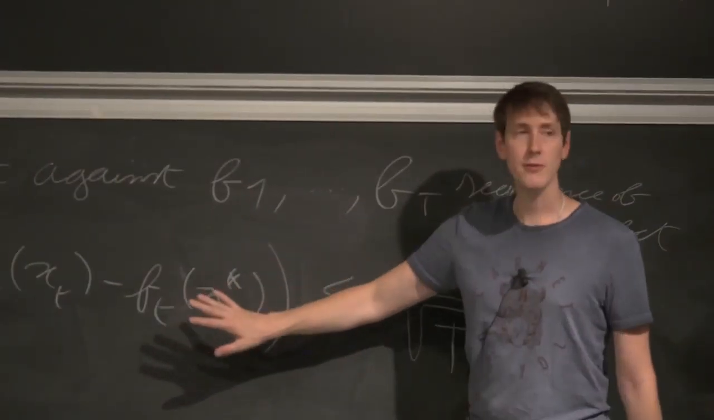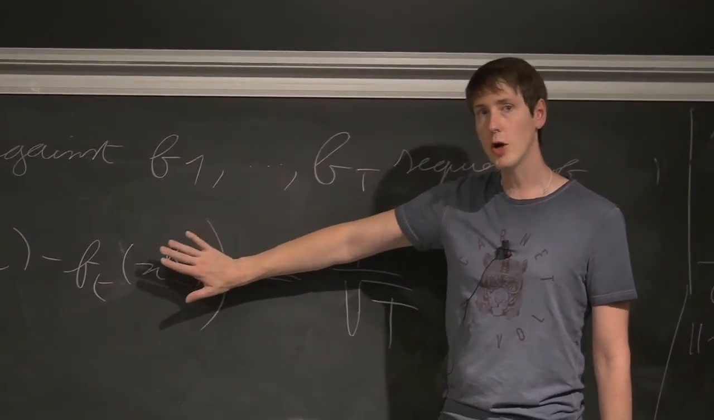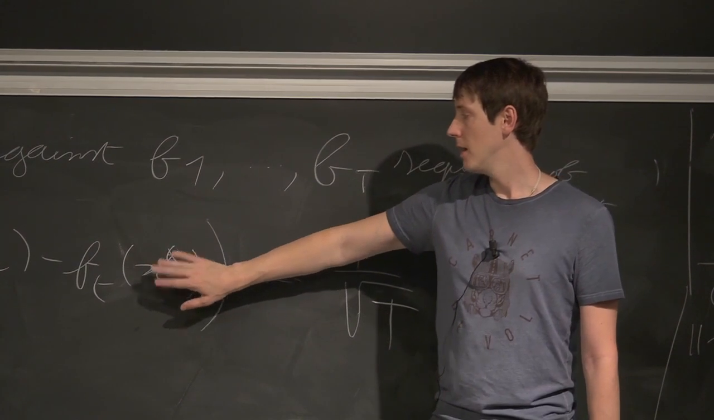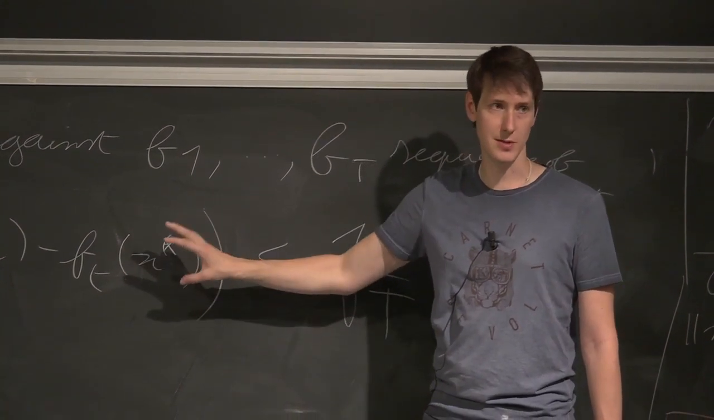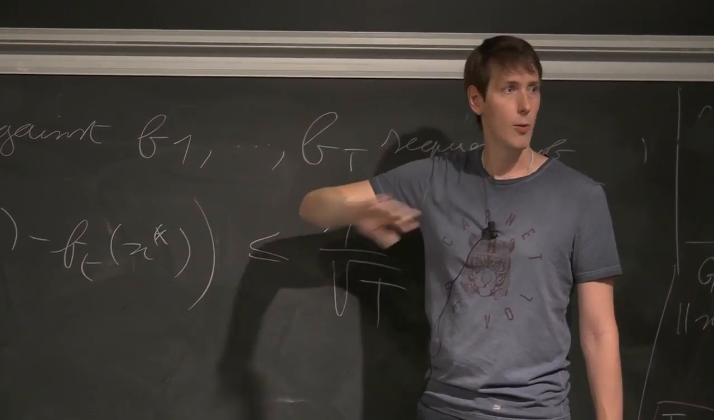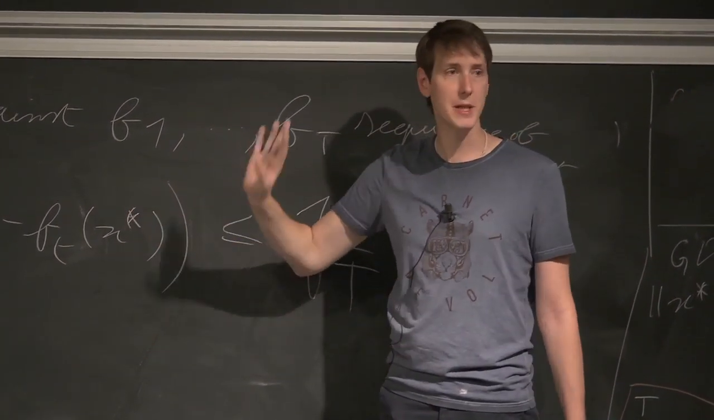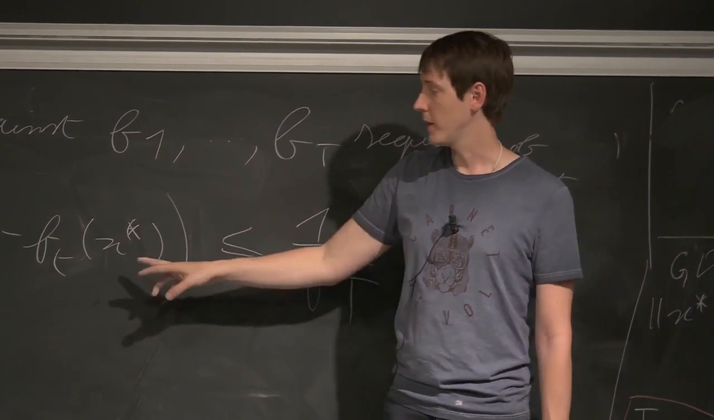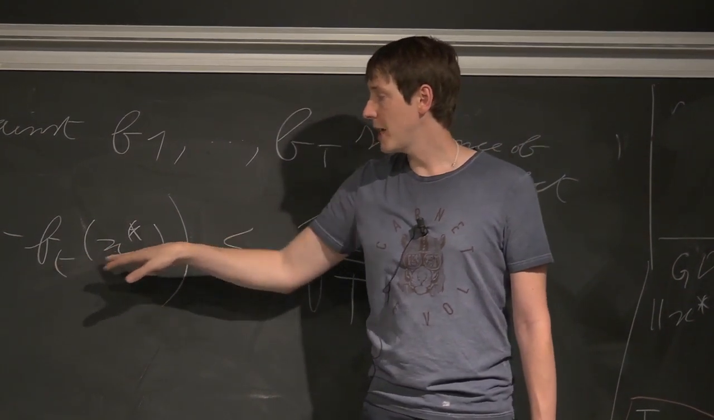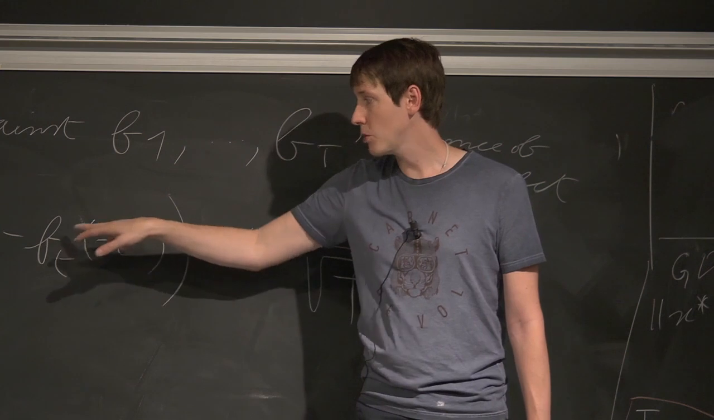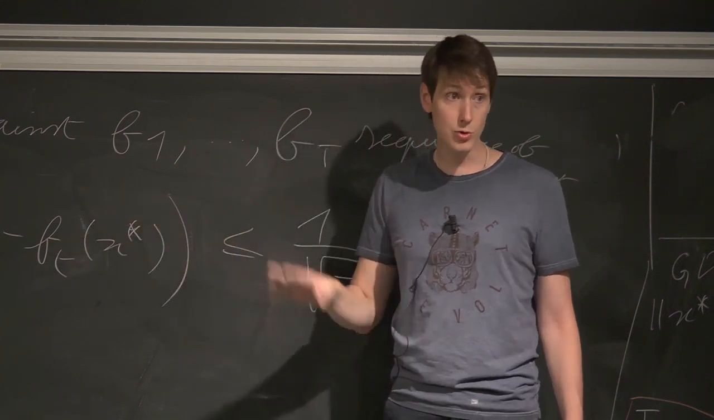In fact, we're going to drop the notation x star because it's confusing. We're just going to call it y. y is some fixed point that you're comparing to. It doesn't have to be the optimum of anything. If you want to compare to the best point for each time step, we're also going to talk about that.